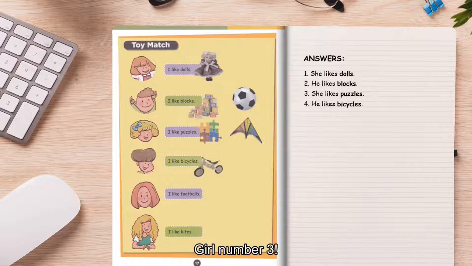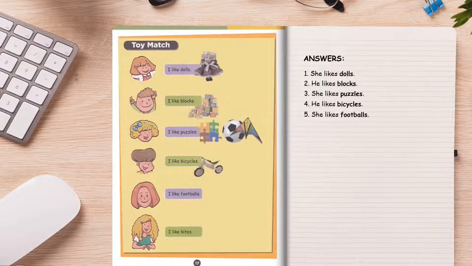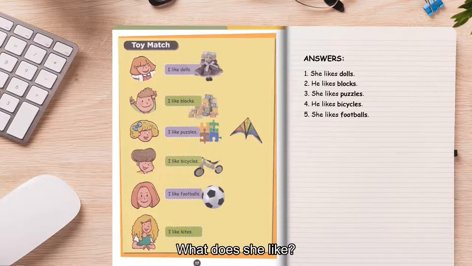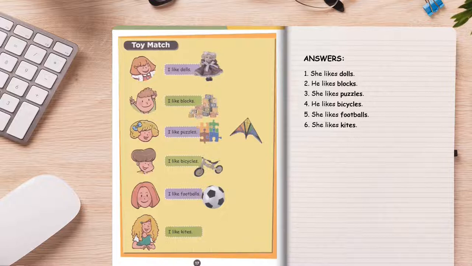Girl number 3. What does she like? She likes football. And our final child, what does she like? She likes a kite. What one is a kite? Good job.